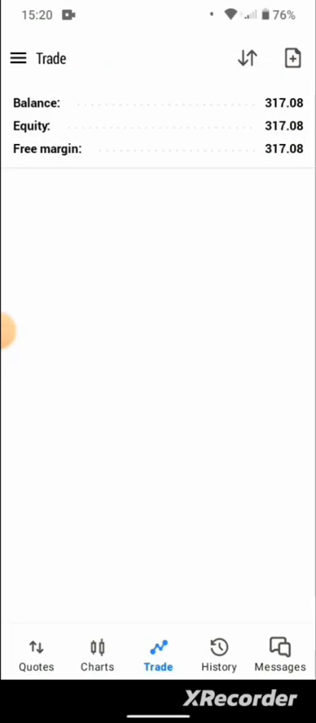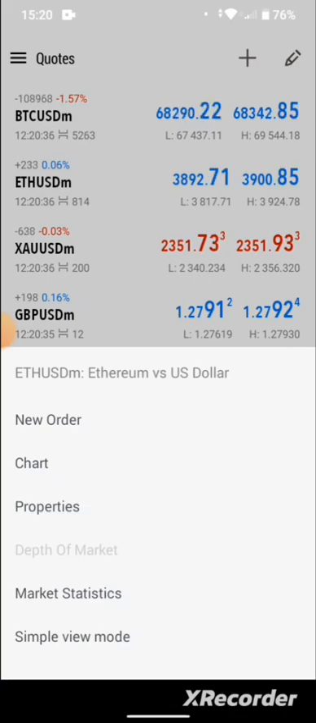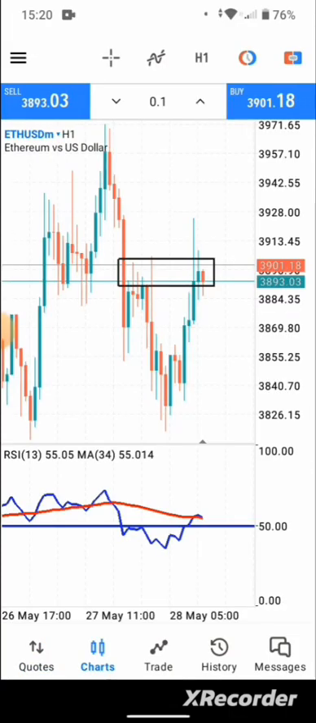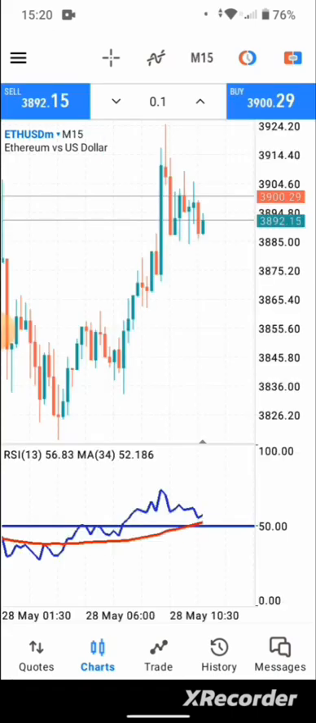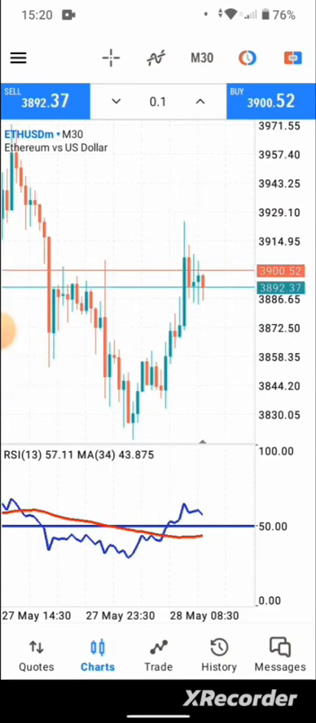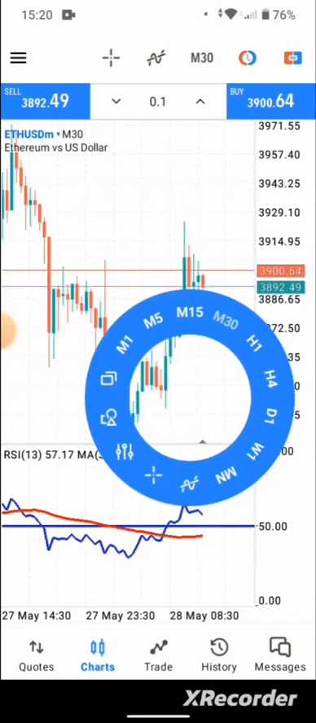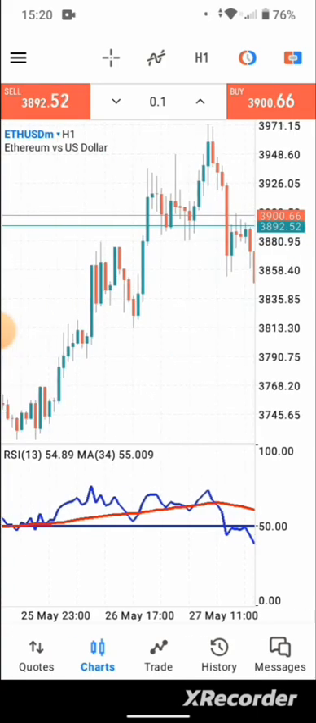Our $75 is currently $317, and we are going to look for another entry. Let's try to see what is happening with Ethereum. We trade all; as long as you are good with your stuff, you can trade whatever you want. So we are just going to do another entry again for Ethereum, then after which we'll see what happens next.